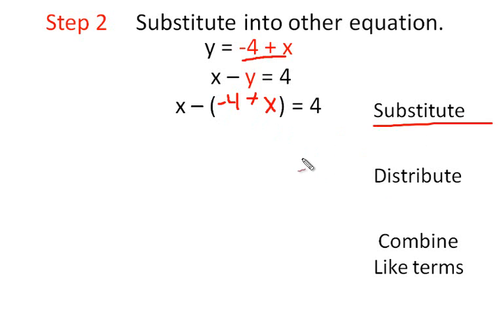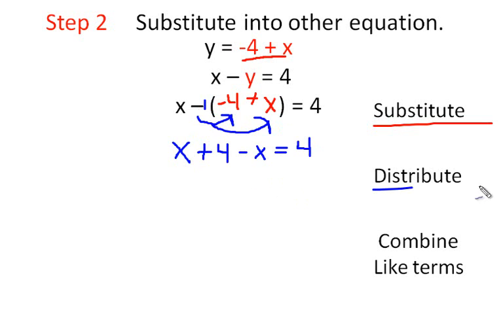So next we're going to distribute. So we're going to distribute this negative sign here. You can think of this as negative 1. So I'm going to distribute it to both terms inside the parentheses. So I'm going to have x. This negative 1 times negative 4 is going to turn into plus 4. And then negative 1 times x is going to turn into minus x. And we're going to get equals 4.